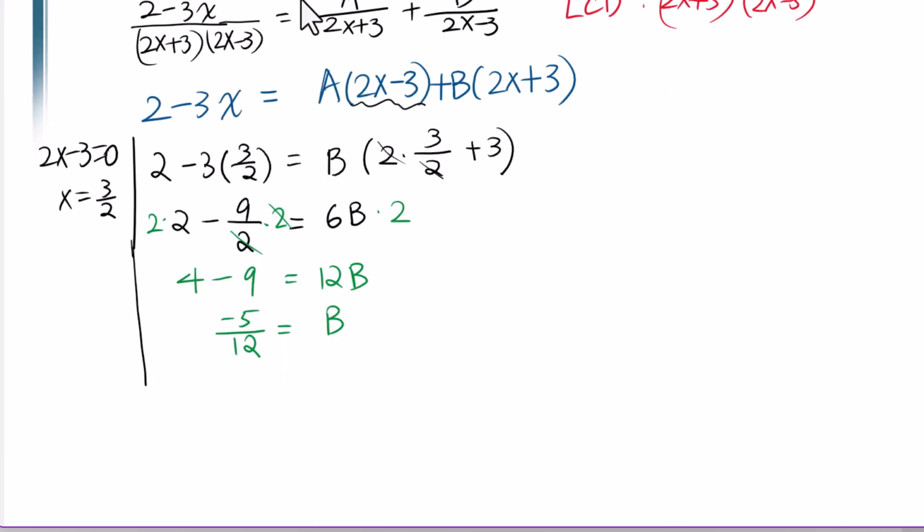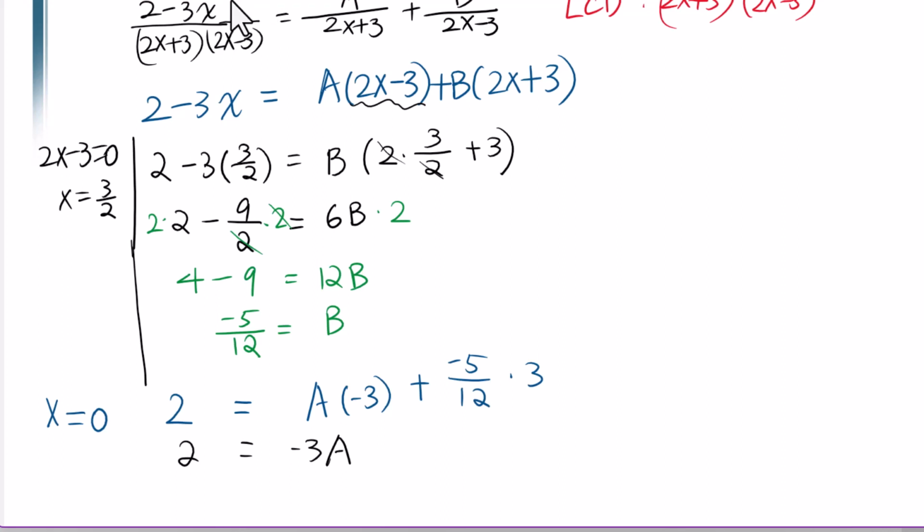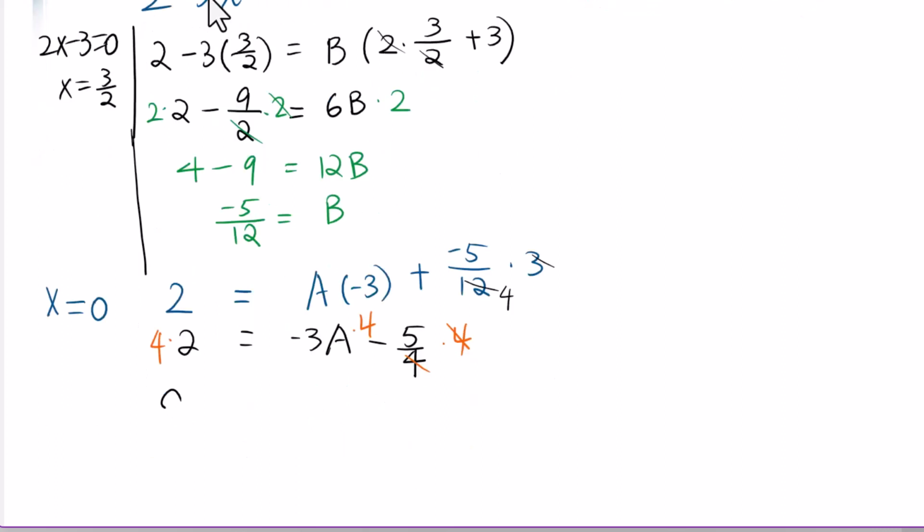Next step, let's make x equals 0. So we get 2 equals a times negative 3 plus negative 5 over 12 times 3. Simplify: 2 equals negative 3a minus 5 over 4. Multiply both sides by 4: 8 equals negative 12a minus 5. So a equals negative 13 over 12.